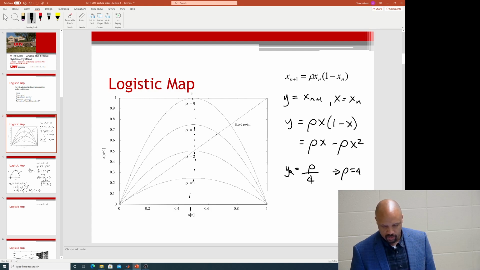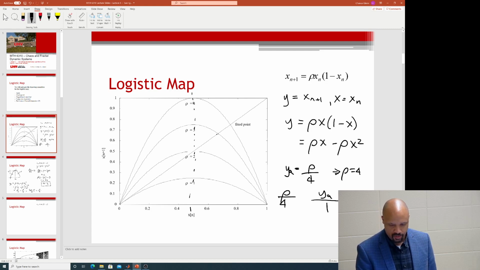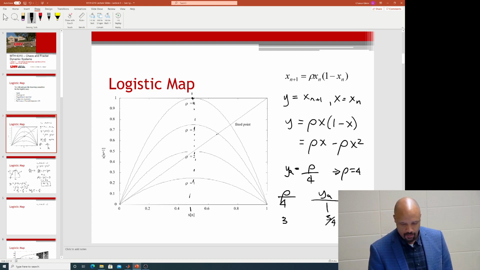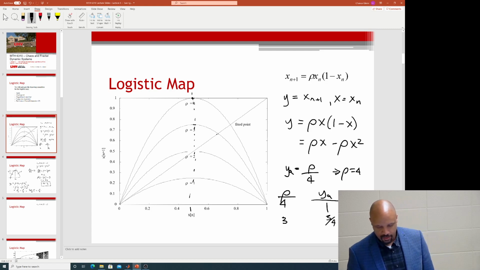Well, let's just do the table right here. So for rho and y, when rho is equal to 4, that's clearly 4 over 4, but that's 1. And that makes sense because that's your point right there. We can say 3, then that's 3 over 4, or 0.75, and you can see that clearly falls somewhere right there. And so on.